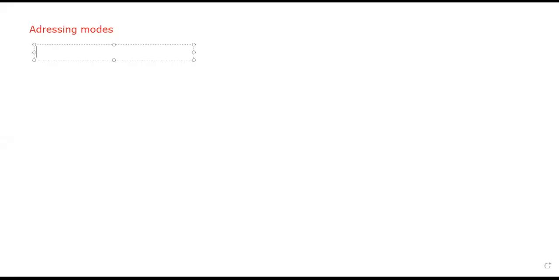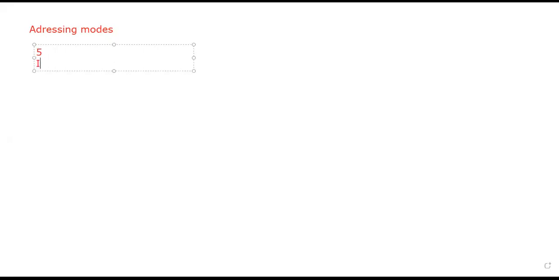So first is addressing mode. In 8086, it is very rich in types of addressing modes. We have 5 different types of addressing modes. How many? 5. Okay.